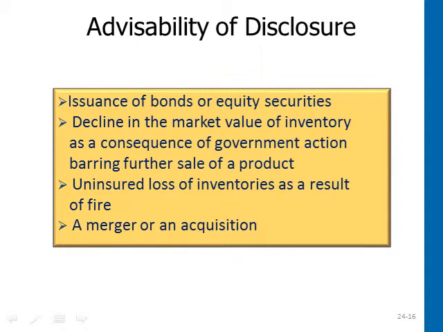Subsequent events of this type provide evidence of conditions that did not exist at the date of the balance sheet being reported on, but are so significant they require disclosure even though they do not require account adjustment. So the issuance of bonds or equity securities after the balance sheet date would require footnote disclosure. A merger and acquisition after the balance sheet date would not be something that you would go back and restate the financial statements for, but they would be disclosed in the footnotes to the financial statements.